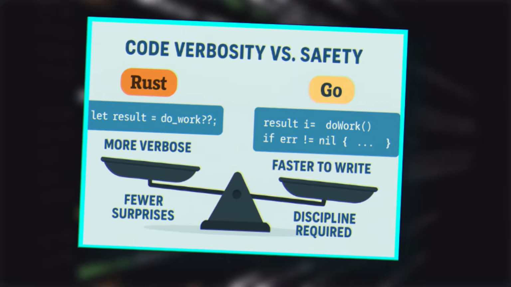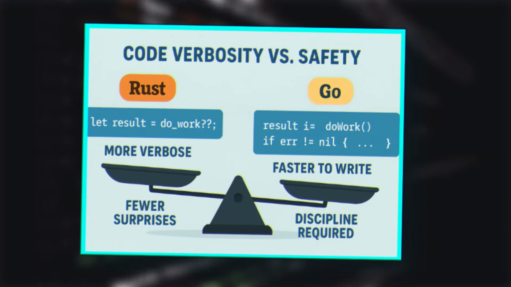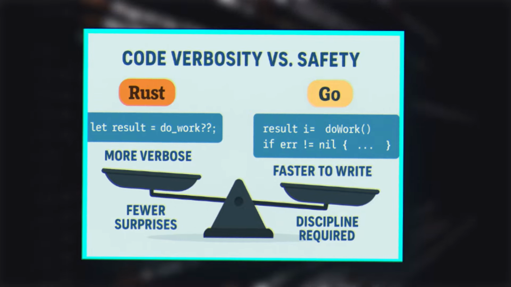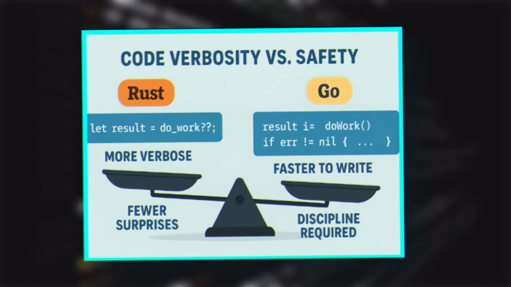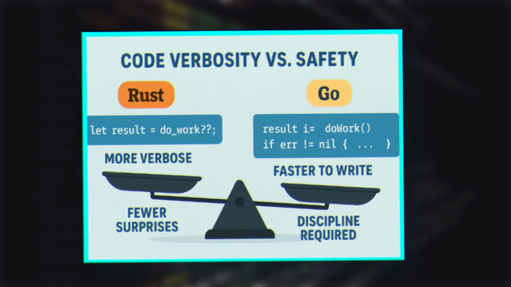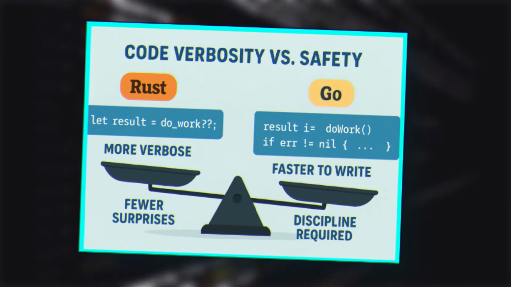In practice, Rust's approach leads to more verbose code, but fewer surprises in production. Go's approach is faster to write, but requires discipline to ensure errors aren't overlooked. When building critical systems, Rust's compiler-enforced error handling provides an extra safety net that can be invaluable.